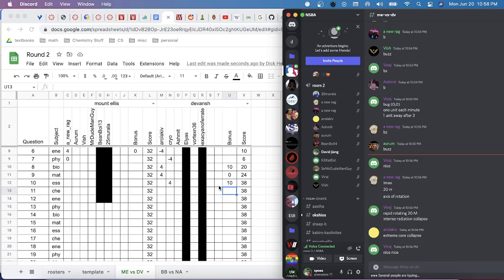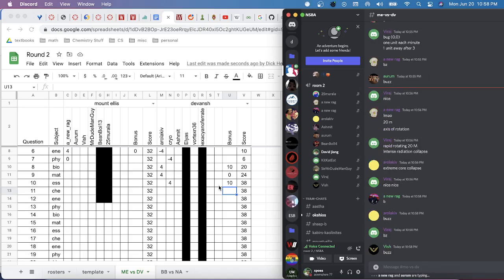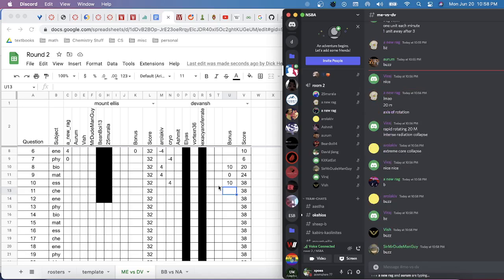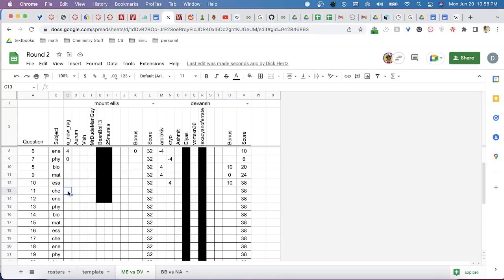Toss-up chemistry, short answer. When a semiconductor is doped with p-type dopants, it results in the formation of what quasi-particle? Anurag. Electron holes. That is correct for 4. Why do I keep saying that?